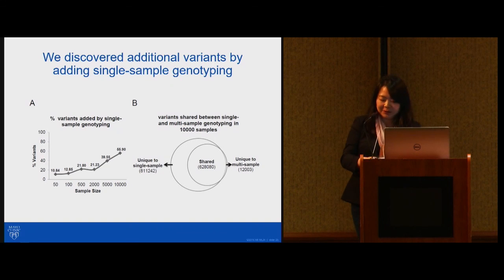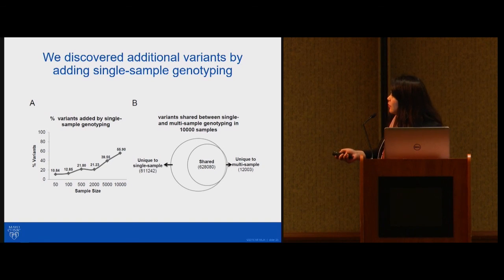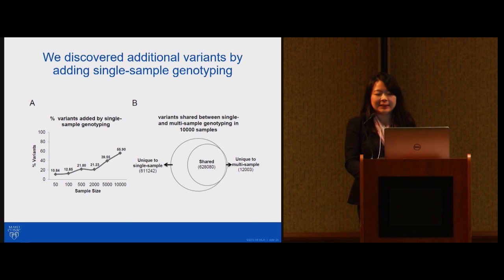And here's our result. At sample size of 50, single-sample genotyping added about 10% of additional variants. And this percentage goes up as sample size increases. At our final sample size of 10,000, we see that single-sample genotyping added more than half of total variants identified. To translate that into numbers, that is 0.8 million variants that we will never see if we only use the default pipeline.